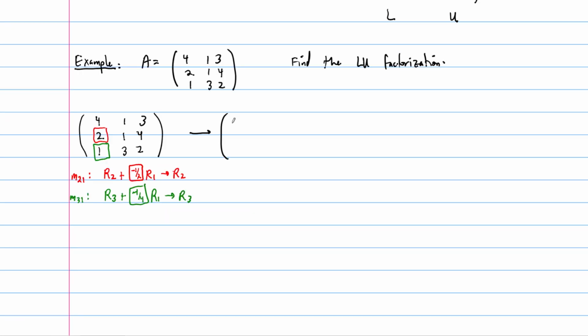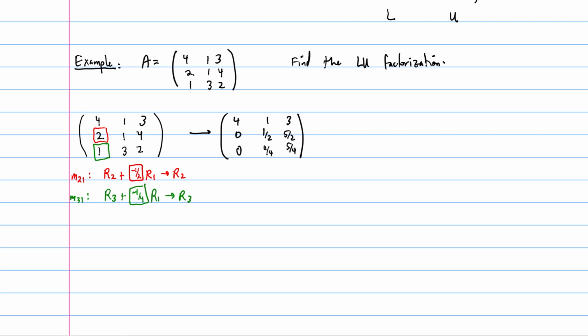Okay, so what's left? We have 4, 1, 3, 0, 0. We need to work out the rest though, right? So 1 minus 1/2, that's 1/2. 4 minus 3/2, so 4 has 8/2. 8/2 minus 3/2 is 5/2. And then down here, this one's going to be 3 minus 1/4, so that's going to be 11/4. And this one's going to be 2 minus 3/4. So again, that's 8/4 minus 3/4. That's 5/4.